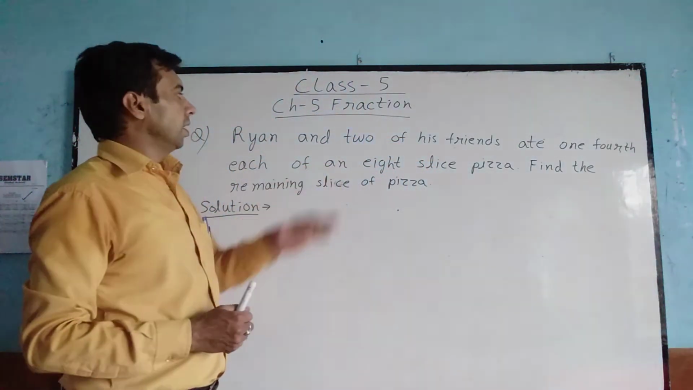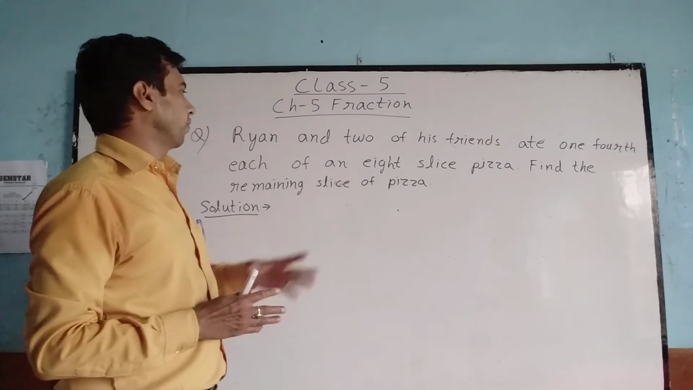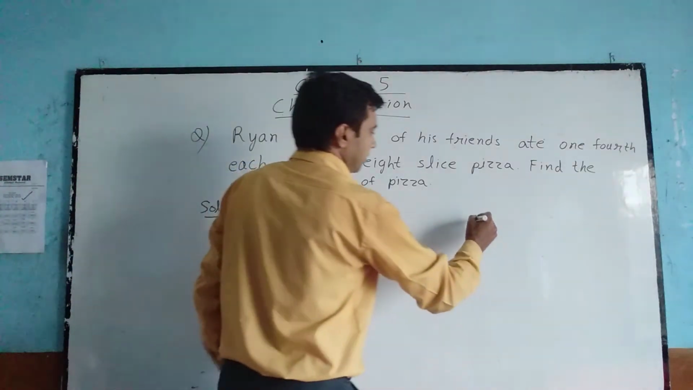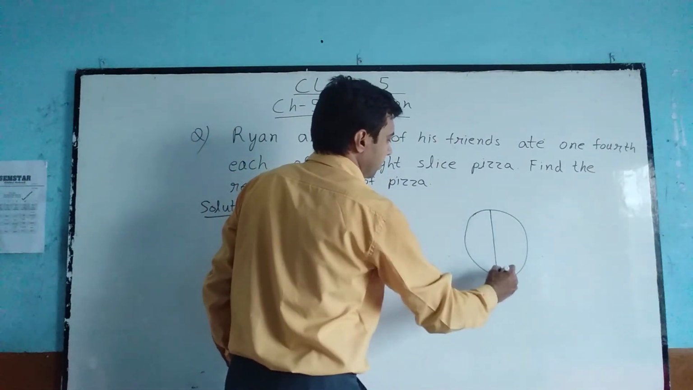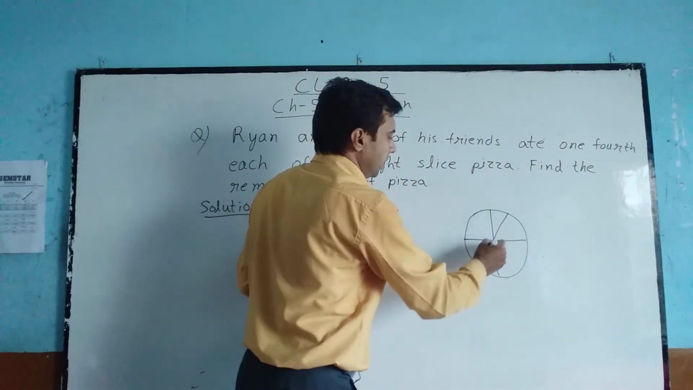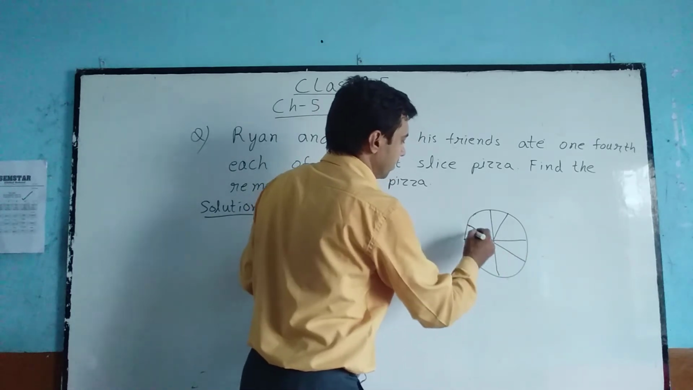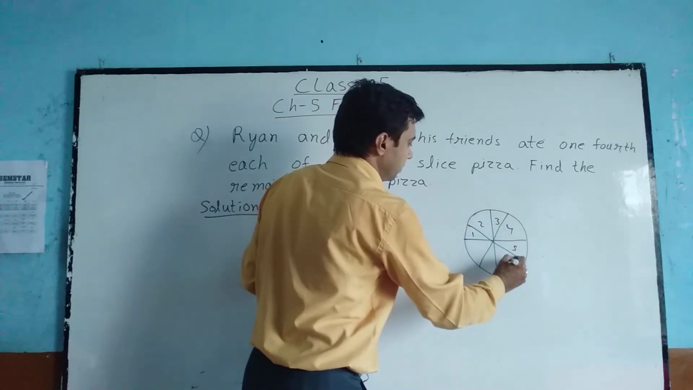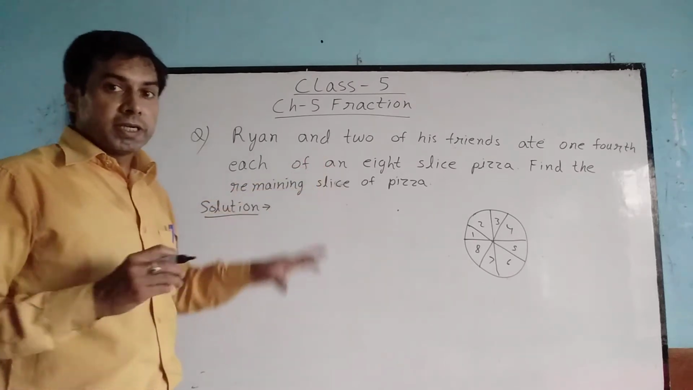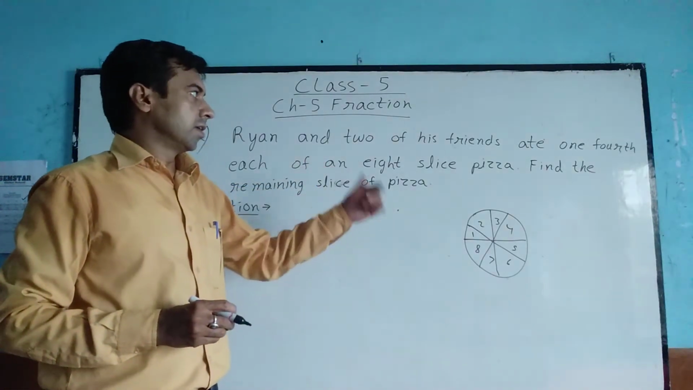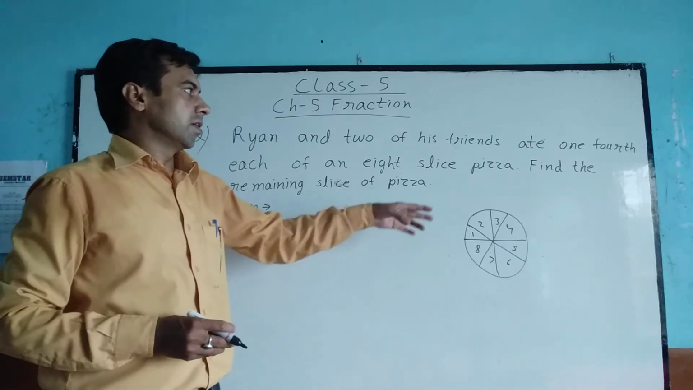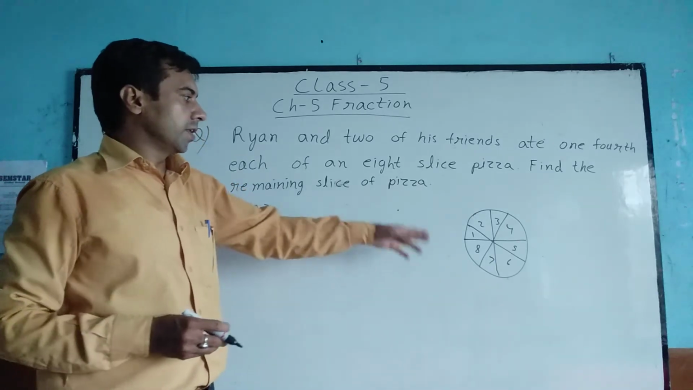Student, Rian and 2 of his friends ate 1/4 each of an 8-slice pizza. Find the remaining slice of pizza. Student, this is our pizza. Now I have divided into 8 pieces. 1, 2, 3, 4, 5, 6, 7, 8. 8 pieces. Rian ate 1/4 of that 8-slice pizza. His one friend ate 1/4 of that 8-slice pizza. His another friend ate 1/4 of 8-slice pizza.